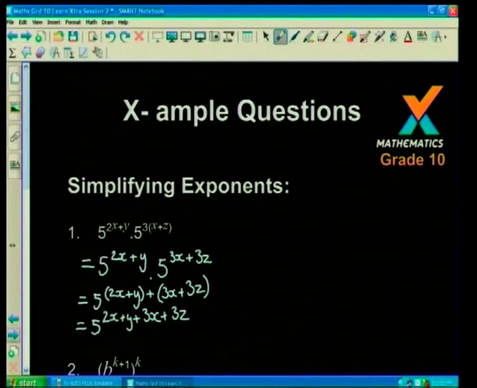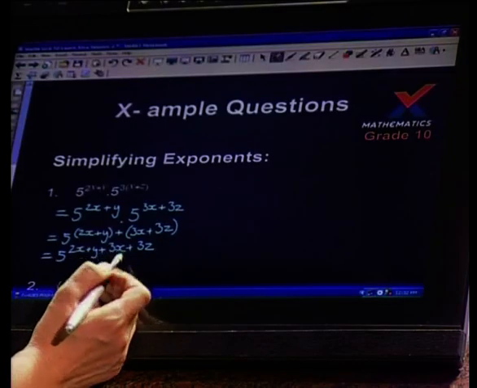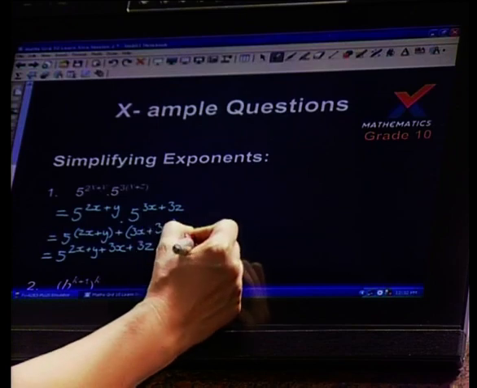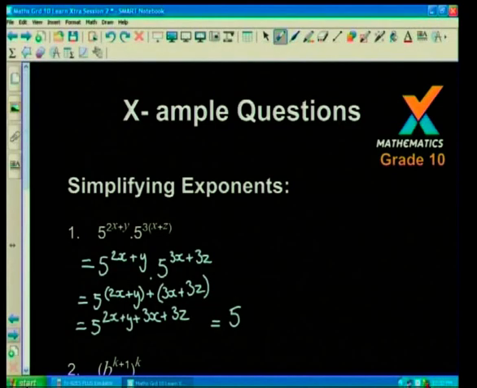Our only like terms are 2x and 3x, meaning our answer is going to be 2 plus 3 is 5x. No like terms for y, so we just write down y, and we've got 3z. Let's move on to the next question.